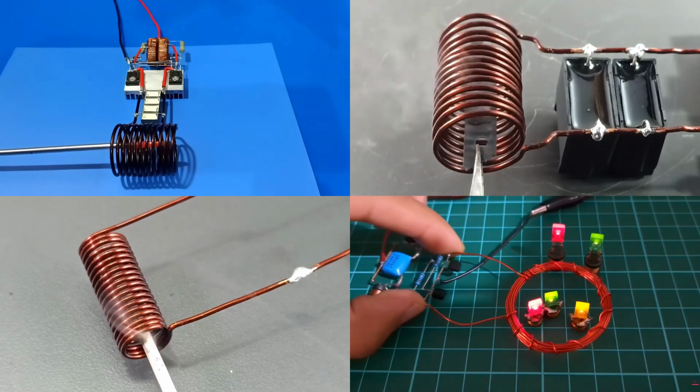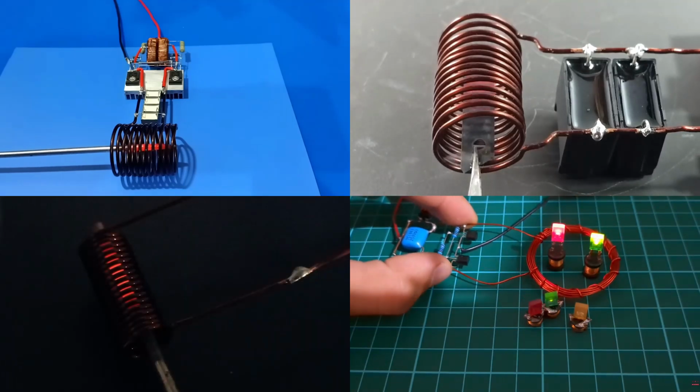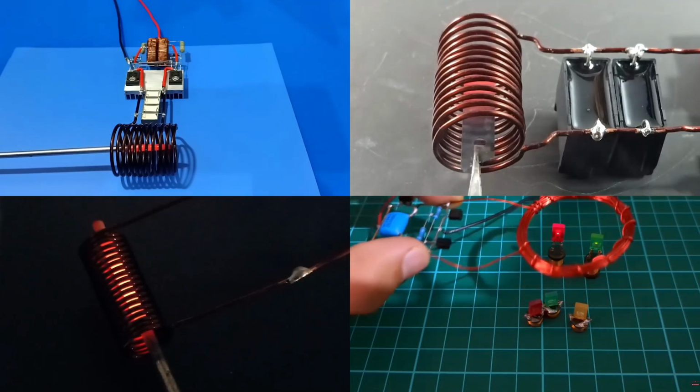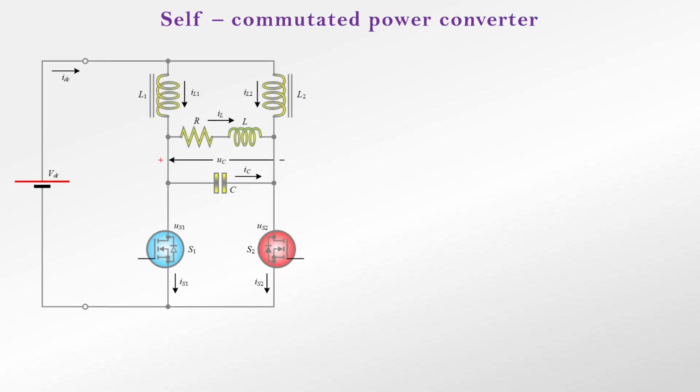In simple induction heating applications, as well as in wireless power transfer, the circuit shown is widely used. The circuit's power converter consists of two MOSFETs, the heating coil, L, the tuning capacitor, C, and two auxiliary coils, L1 and L2.